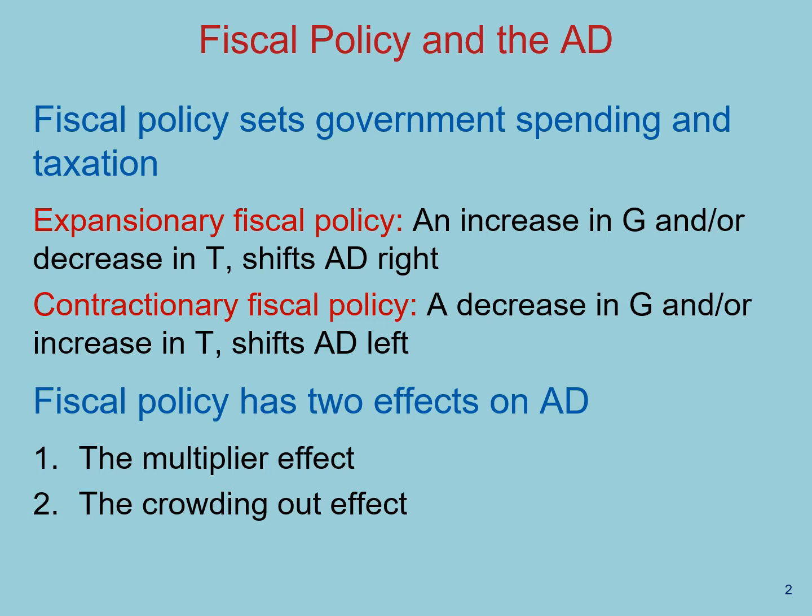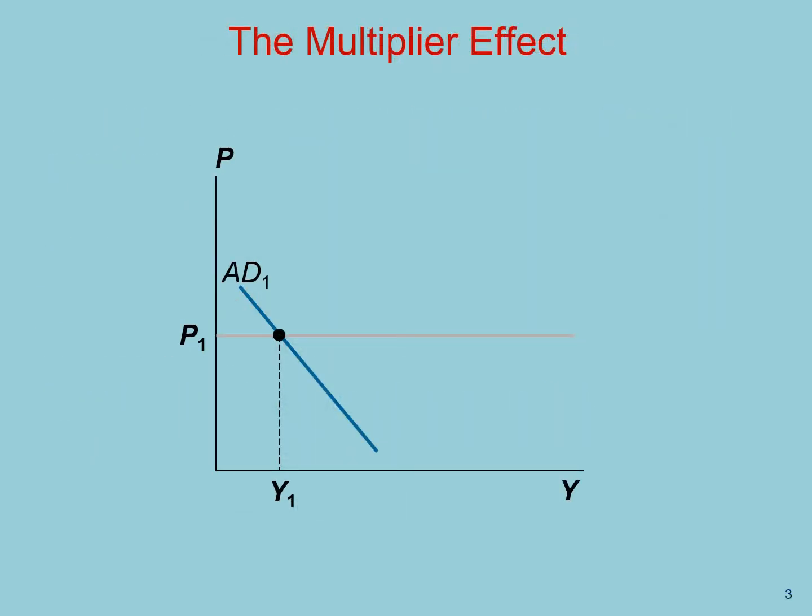There are two economic effects that will determine the effectiveness of fiscal policy, the multiplier effect and the crowding out effect. Let's go through both of them in detail. To understand the multiplier effect, let's work through an example. If the government buys $20 billion worth of planes from Boeing, Boeing's revenue increases $20 billion.